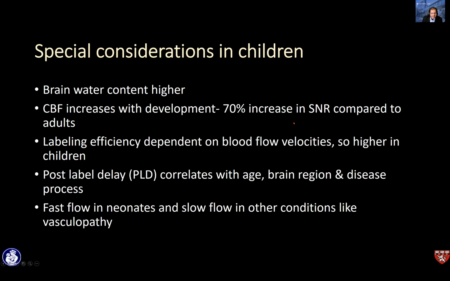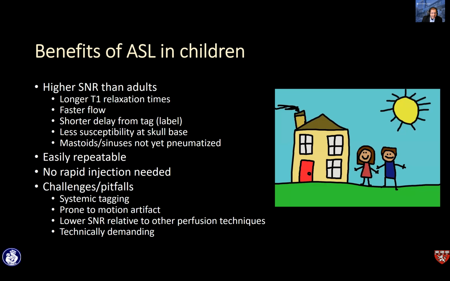But one advantage is that the CBF increases with development. So there's a higher SNR in children compared to adults. So it's a useful technique to use in children as opposed to adults. Benefits of using ASL in children is the higher SNR, like I talked about. It's easily repeatable. You don't need any contrast or intravenous injections or even needles. So this is also highly repeatable on the same day.